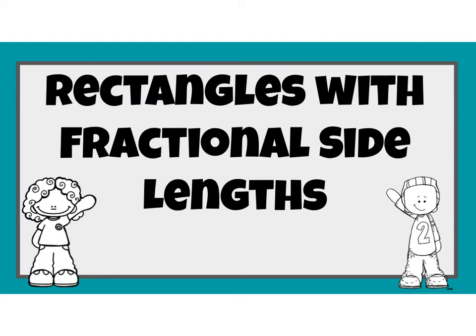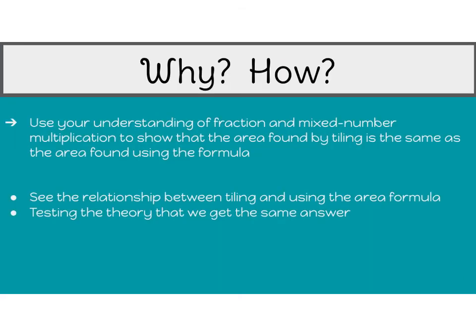So our lesson today is all about rectangles with fractional side lengths. So the reason we're doing this lesson today is we're going to use our understanding of fraction and mixed number multiplication to show that the area found by tiling is the same as the area found using the formula. And how we're going to do that is we're going to hopefully see the relationship between tiling and using the area formula, and we're going to be testing the theory to see that we get the same answer using either method.